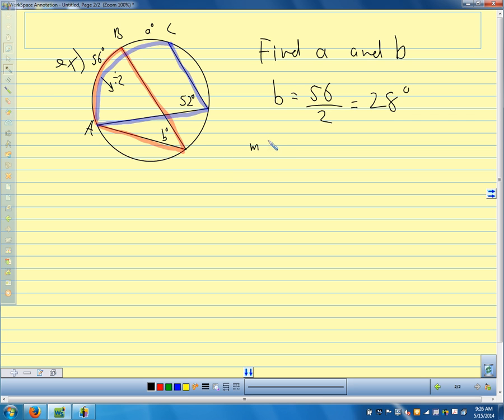The measure of AC, how do we go from the angle to the arc? Double, times 2. So the measure of arc AC equals 52 times 2, or 104 degrees. So the blue arc is 104 degrees, the red arc is 56 degrees, so how do we figure out what's left for A? Subtract 56 from 104. So A is 104 minus 56, and I get 48 degrees.